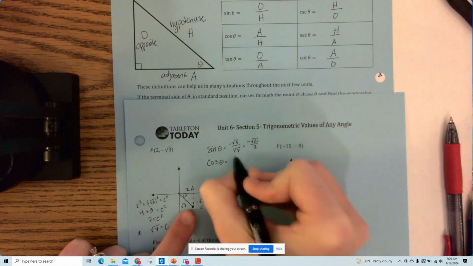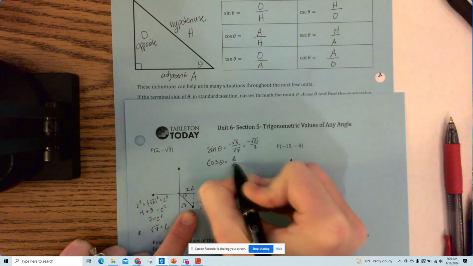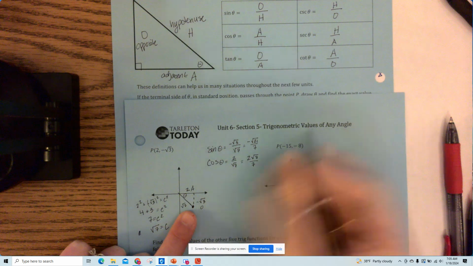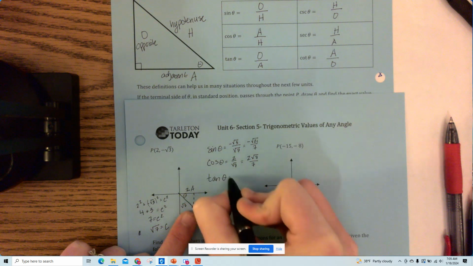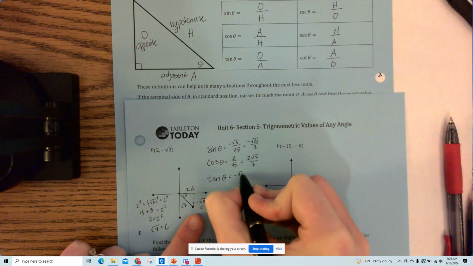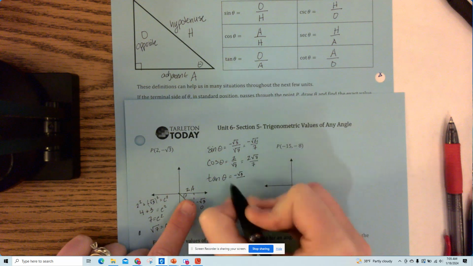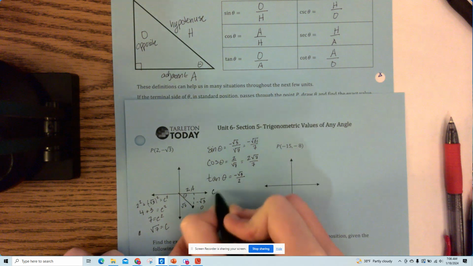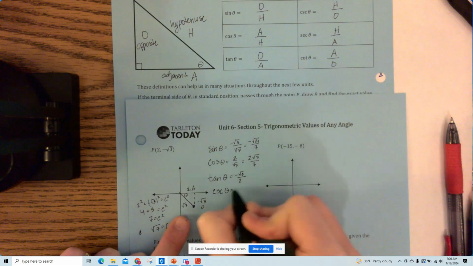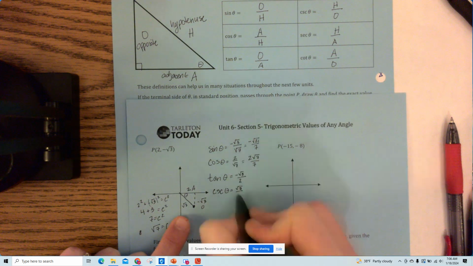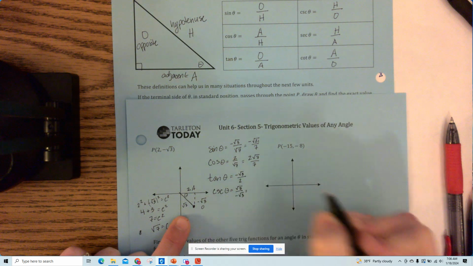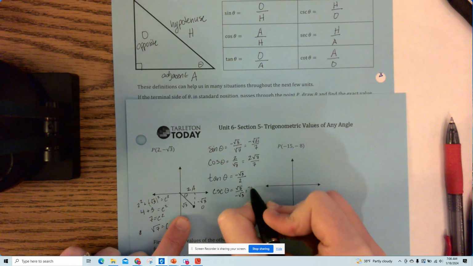So cosine is going to be adjacent, 2 over the square root of 7. Again, rationalizing your denominator, 2 times the square root of 7 over 7. Tangent of that angle is going to be the opposite, so negative square root of 3 over the adjacent, which is 2. That doesn't simplify down anymore. Cosecant of the angle is the hypotenuse, so again, we just flip it. And then rationalizing the denominator here, we would have the negative square root of 21 over 3.